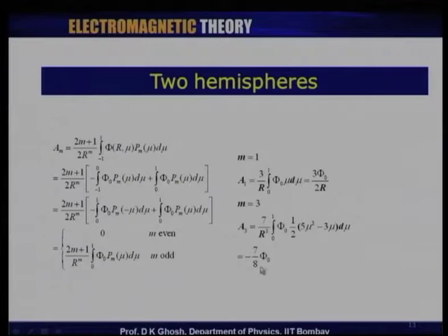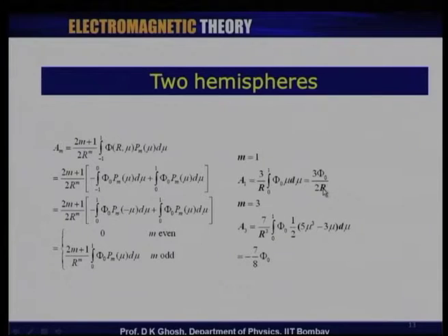Now, as an illustration, we can calculate a few values of A L. For instance, if you take A 1, I know that P 1 of cos theta is just cos theta, which is mu. So this is just doing an integration over mu, and this gives me A 1 equal to 3 pi sigma 0 over 2 r.